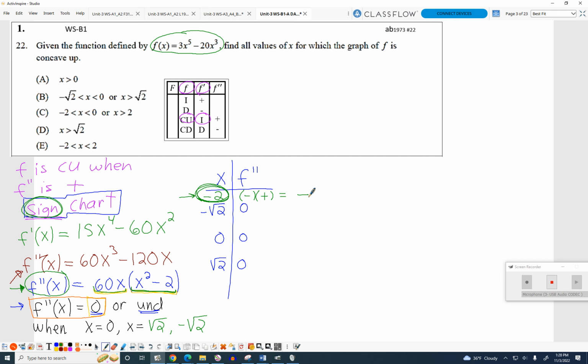Somebody raise your hand and tell me, why don't the numbers matter? Why do we not care? Because in order to find if f is concave up, all we need to know is if it's positive. F is concave up when f double prime is positive. Don't care what value f double prime has. Positive is all I need. Two more. So let's go to Michael.